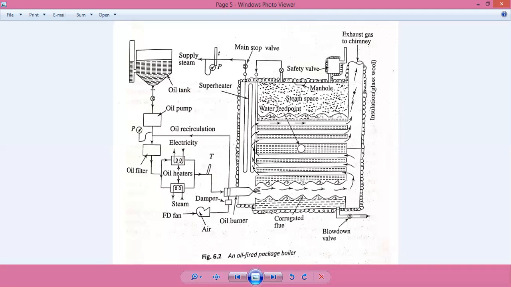Now, a short steel chimney is provided. A short chimney is provided here just for disposal of flue gases, through which all the flue gases are disposed. The entire unit is mostly fabricated in the factory itself. It is transported to the site and installed there with relative ease.